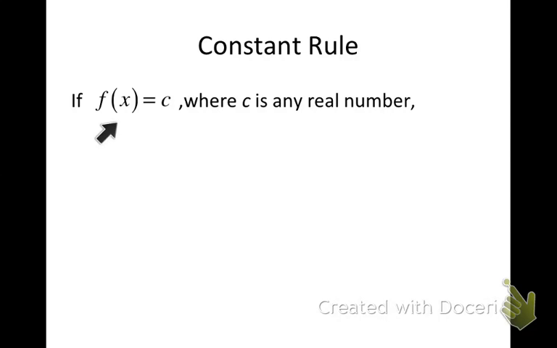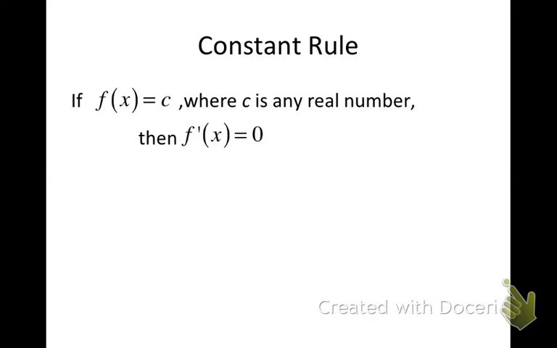All right, here's a constant rule for differentiating functions. If f of x is equal to c, where c is any real number, or in other words, if you have a function that's just equal to a constant, like 3 or -1/2 or something like that, then the derivative of that function f is going to be equal to 0 every time. Whenever you take the derivative of a constant, 0 is always what you get as a result.